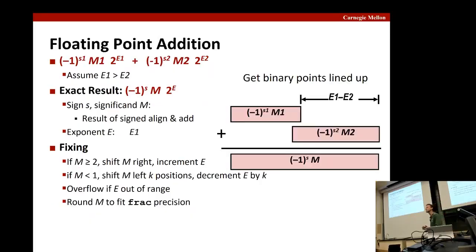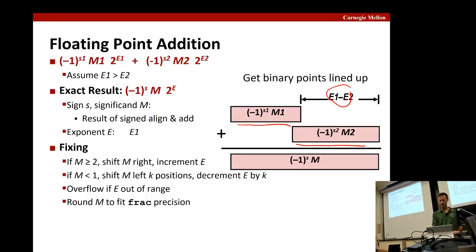All right, what about addition? So addition, as you learned in elementary school, you've got to get the decimal points, or in this case the binary points, lined up, right? In order to add, you have to put them in the right column. So that's the first process, right? Just try to line up those binary points. So you shift this over by E1 minus E2, and then you can actually do all the addition of the bits, and you get some sort of exact result.